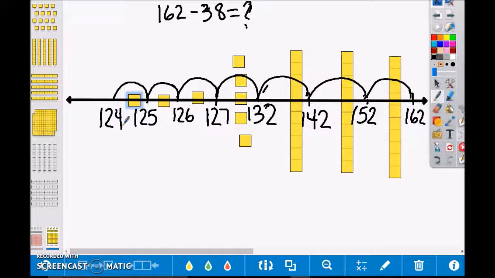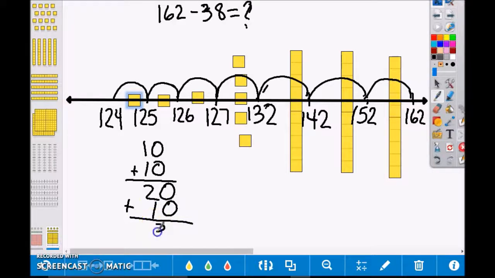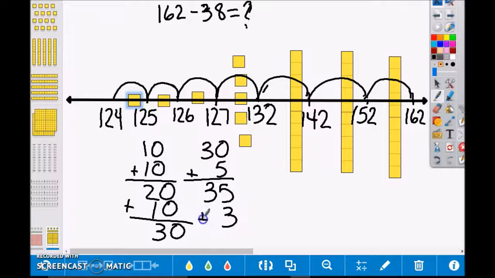We can also check by writing out an addition problem to see if we have the total number. We counted back 10. So 10 plus 10 was 20. We jumped back 20 spaces. We also did another 10 and jumped back a total of 30 spaces. And then we decided to jump another 5. So we jump back 5 spaces for a total of 35 spaces. And then additionally, we jump back another 3 spaces for a total final of 38 spaces.